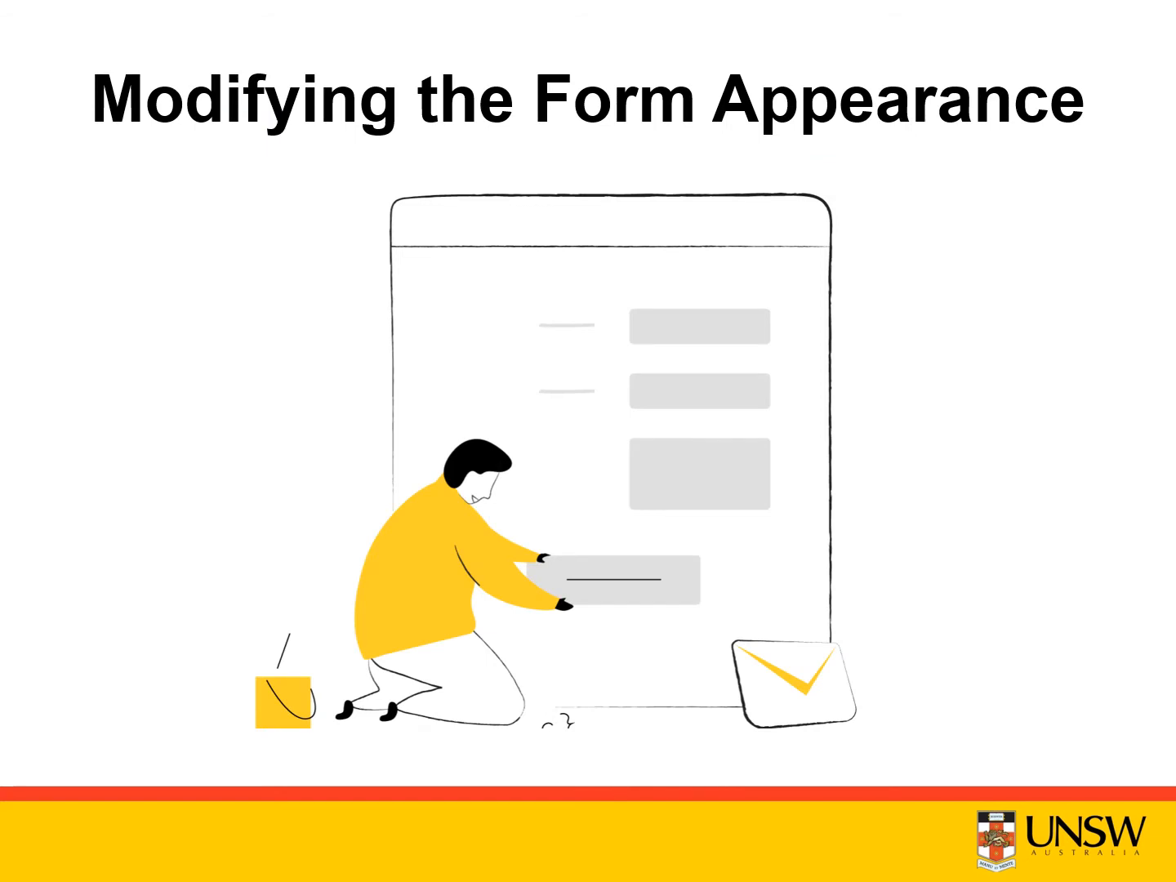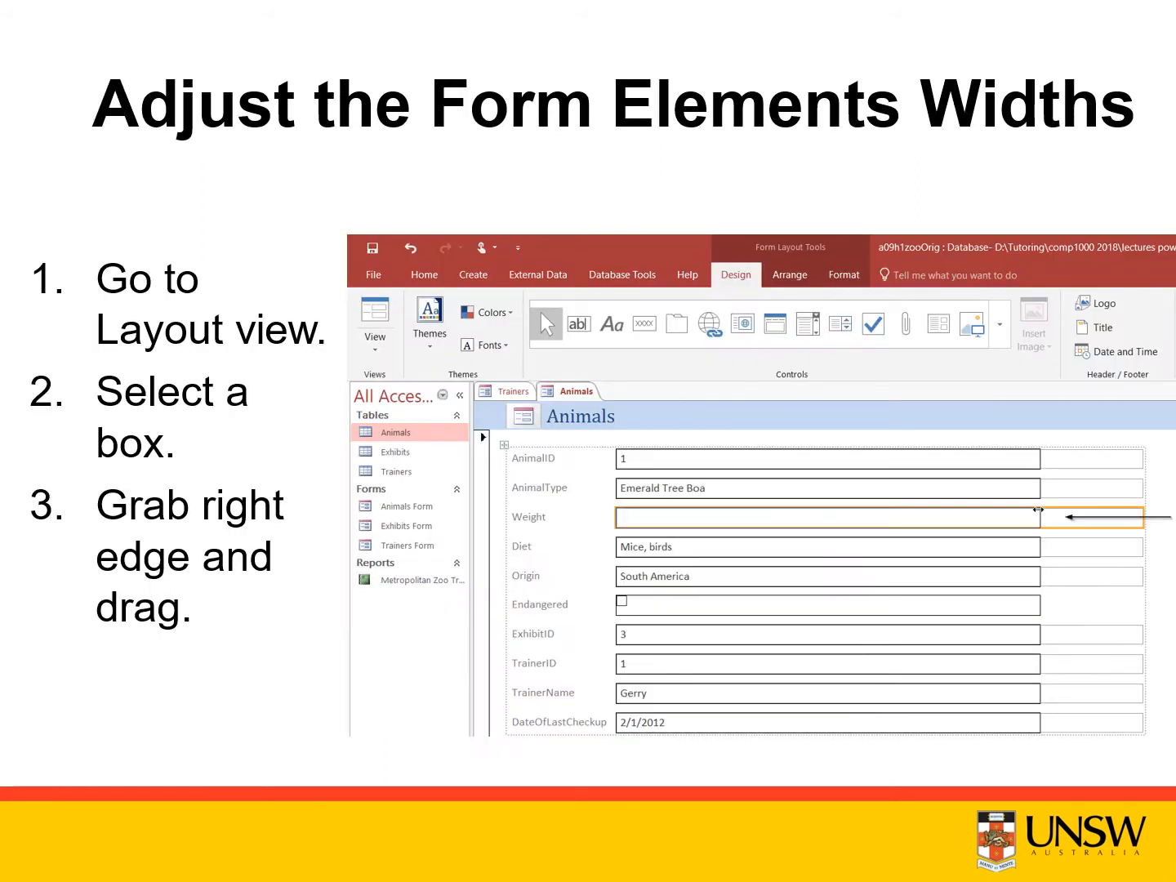Access provides various options to customize different aspects of your form, such as color, size, or layout. Also, you can add extra elements that are called form controls to enhance the functionality of your form. If you want to change the size of the form elements, you should change the view to the Layout view and simply click on the edge of the elements and drag them.